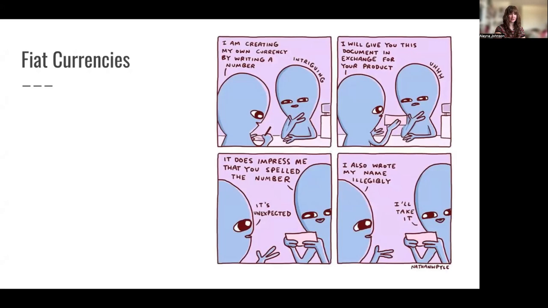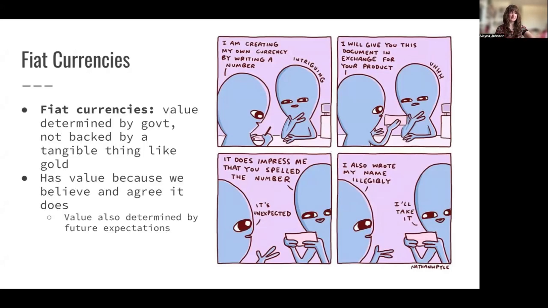So what is a fiat currency? We've used this term a few times now, so we want to make sure we define it. So fiat currencies are just currencies that are not backed by a particular commodity like gold. So the money cannot be exchanged for a certain amount of gold or anything else. Fiat currencies only have value because we agree and believe that they do. And their value is susceptible to expectations about the future, just like any other commodity like we talked about earlier.